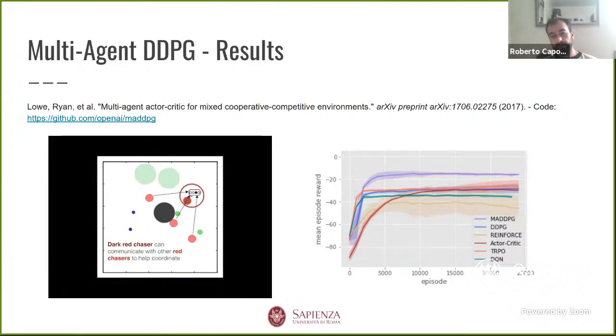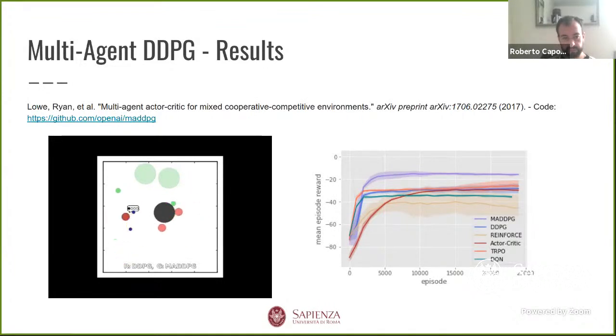So this algorithm, the multi-agent DDPG, as you see, works also for the mixed setting, as you can imagine. So it's not only purely cooperative, but also this mixed setting.